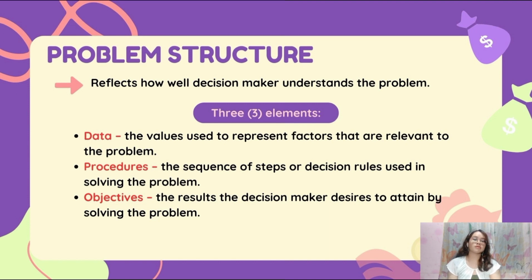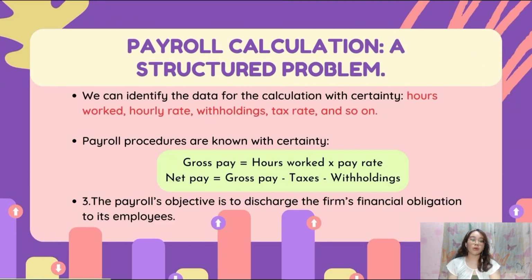When all three elements are shown and known with certainty, the problem is structured. So one example of a structured problem is what we call the payroll calculation. How? First, we can identify the data for this calculation with certainty, using the hours worked, hourly rate, withholdings, tax rate, and so on. Second, payroll procedures are known with certainty, as we have the knowledge to solve it whenever it is needed.